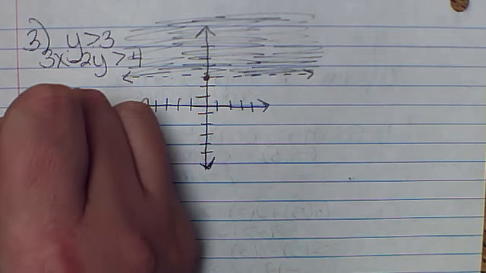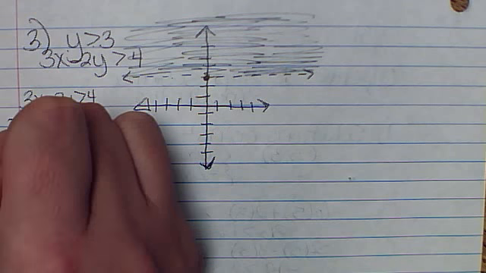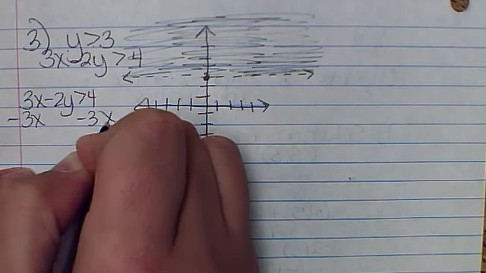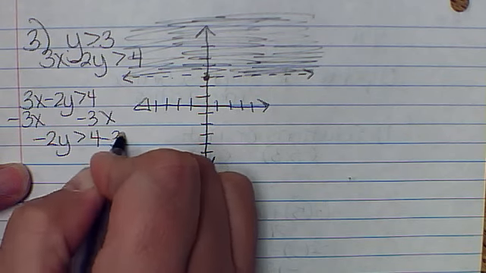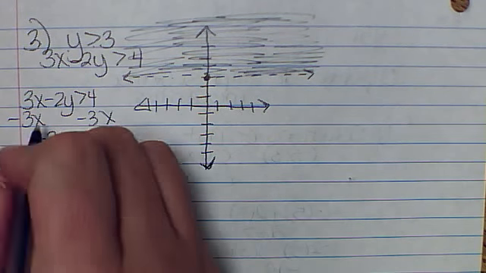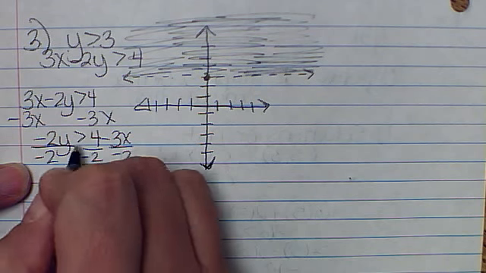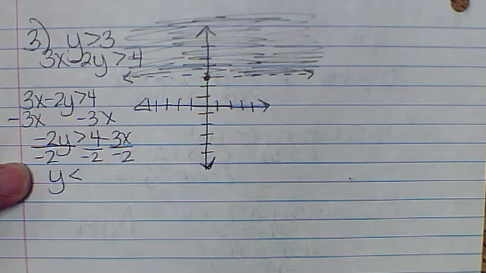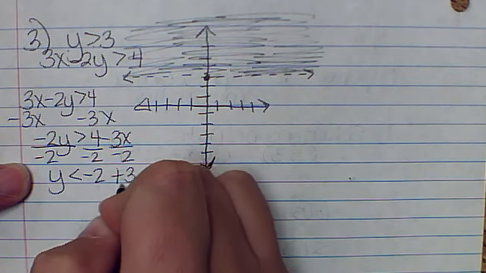Now this other inequality, I have to solve it for y like I did on the last one. So minus 3x, minus 3x. I get -2y > 4 - 3x. When I divide here, I divide by negative 2. And there's a rule you have to remember, that when you divide by a negative, you have to flip that inequality sign. So that flips to a less than sign. That makes negative 2, and that makes positive 3 over 2 x.